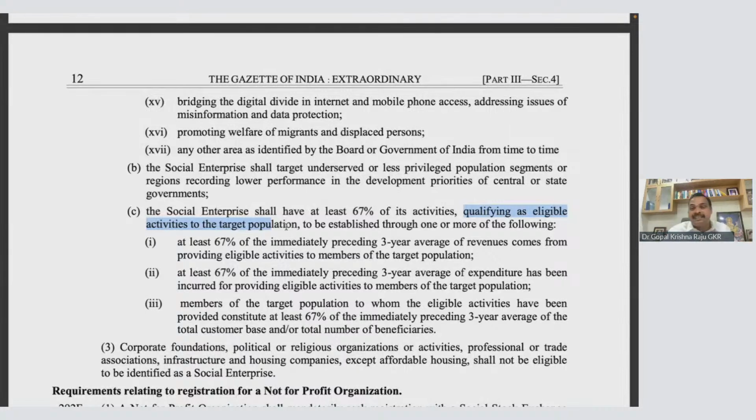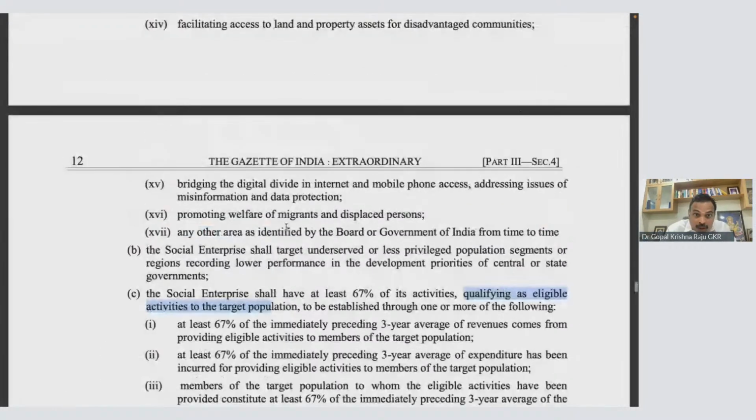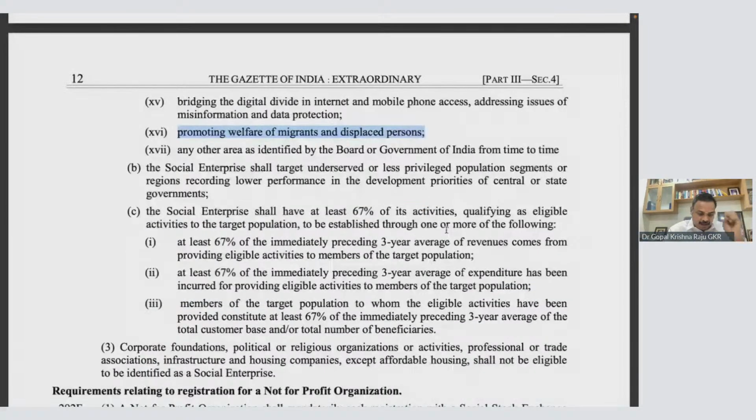Now, this 67% of the activities means what? 2/3. So, if I'm a profit company, I'm a private limited company, but I don't want to be called a profit company, I want to be called a social enterprise, then you promote migrants and displaced persons. Of your total activities, that means expenditure, 67% of the expenditure should be for promoting this. 1/3 you do for profit. 2/3 for this. So ET 67 is your triple filter test. Okay, triple filter test.